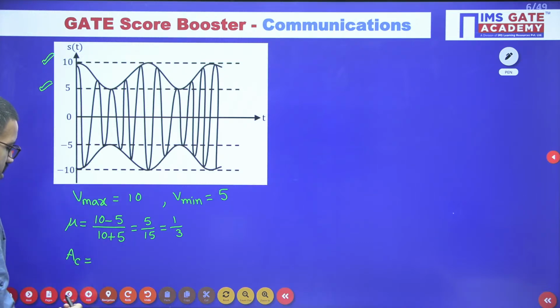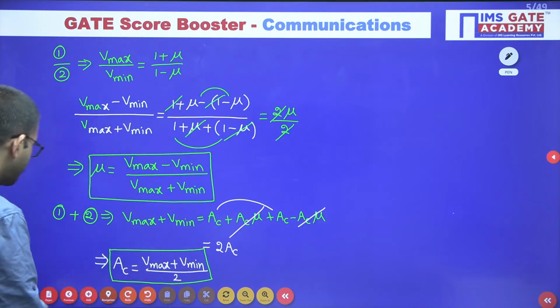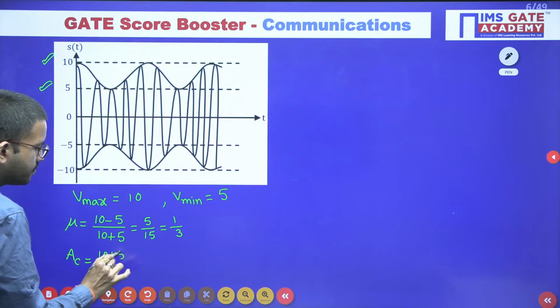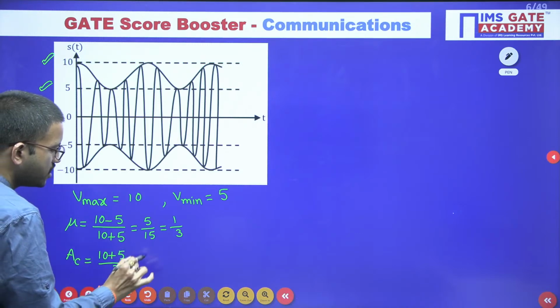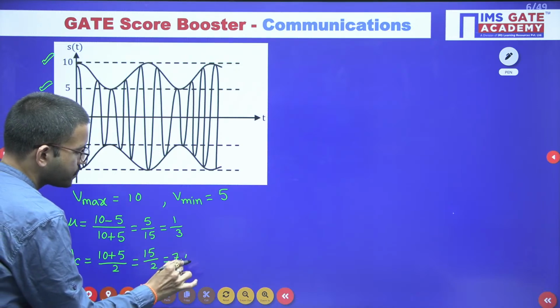can we calculate AC? Yes, we can calculate by using this formula. You just have to take the average of these two. So 10 plus 5 divided by 2. So 10 plus 5 is nothing but 15 divided by 2, which is nothing but 7.5.